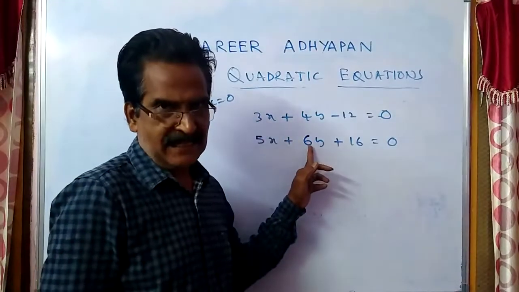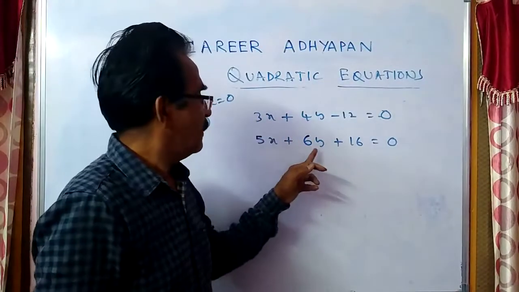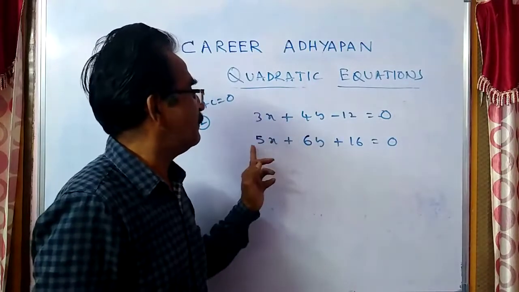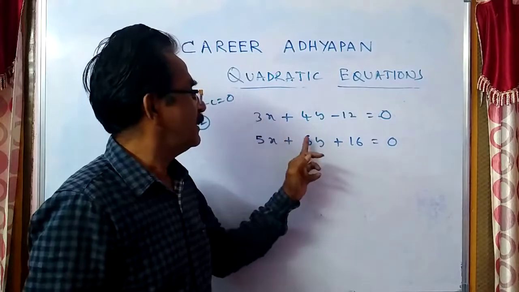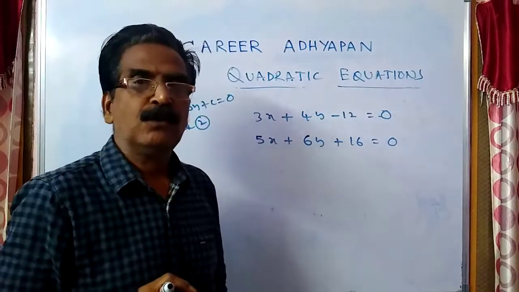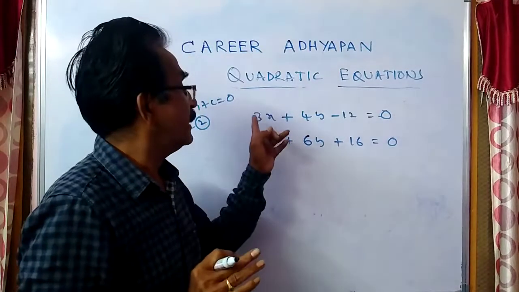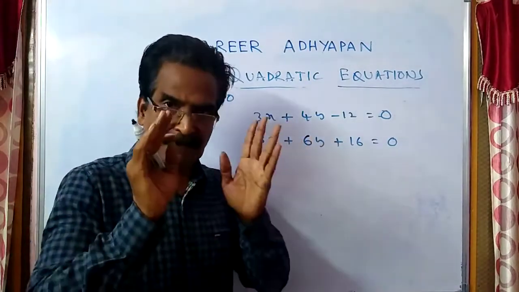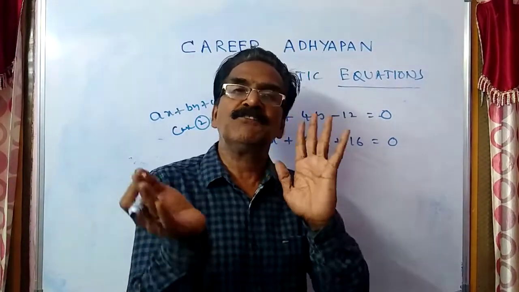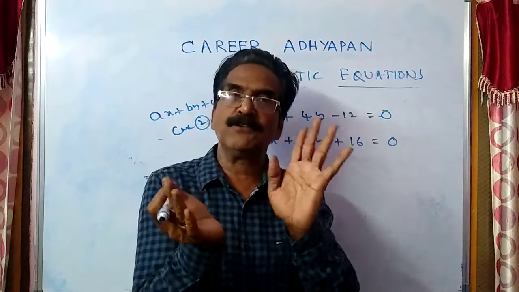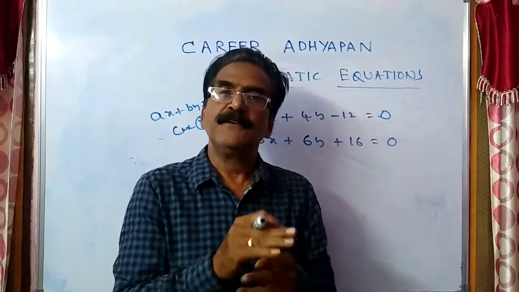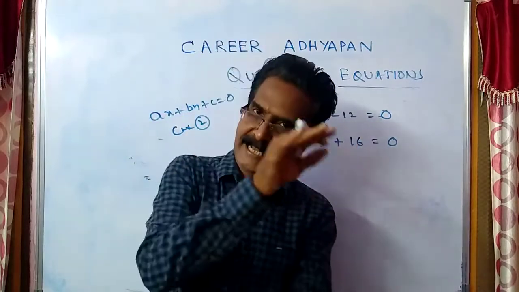3 into 6, 18, minus 5 into 4, 20. 18 minus 20, minus 2. So, if this into this minus this into this is minus, then what you have to do? You have to reverse the relation. Final relation you have to reverse. If you get x greater than y, your answer is x less than y. If you get x less than y, your answer is x greater than y.